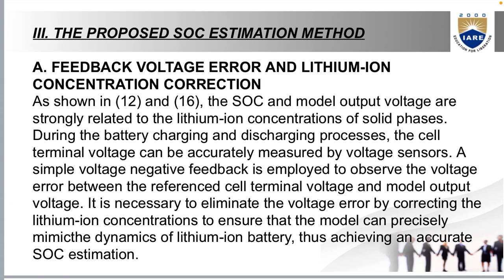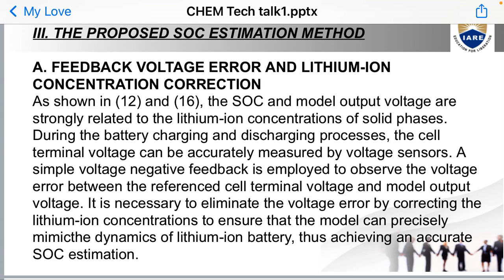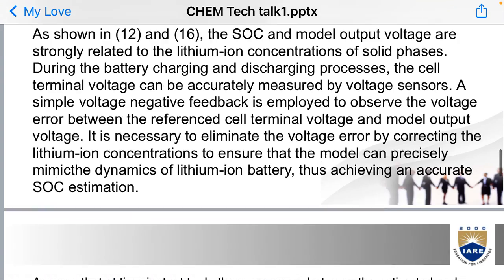During the battery charging and discharging process, the cell terminal voltage can be accurately measured by the voltage sensors. A simple voltage negative feedback is employed to observe the voltage error between the referenced cell terminal voltage and the model output voltage. It is necessary to eliminate the voltage error by correcting the lithium ion concentrations to ensure the model can precisely mimic the dynamics of the lithium ion batteries, thus achieving an accurate SOC estimation.